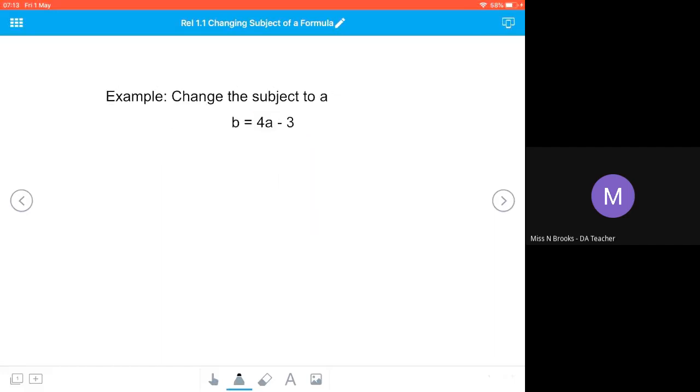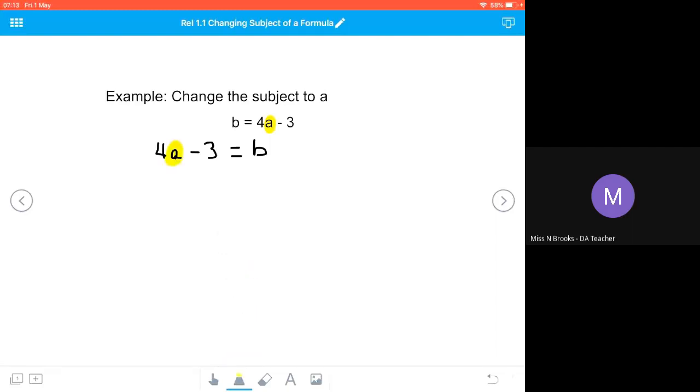The next example I've got b equals 4a take away 3, and I want to change the subject to a. So the a is over here as a 4a, so what my formula actually says is b equals 4 times a take away 3. So again, I want to have that variable on the left hand side, so I'm going to rewrite my formula as 4a take away 3 equals b. And I'm going to highlight my a because that's what I'm trying to change the subject to.